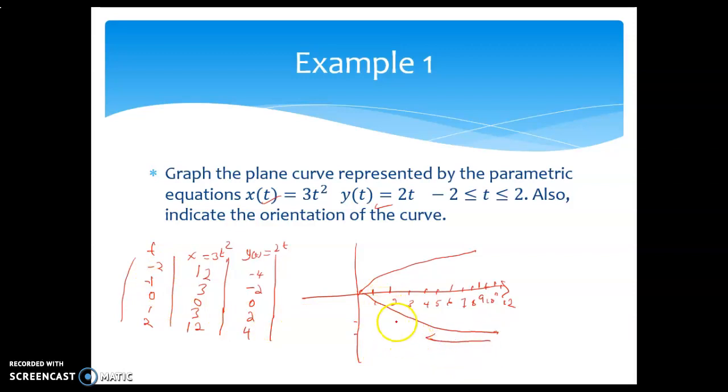For a parametric equation, we usually use arrows that describe the motion. This is how we indicate the orientation of the curve.